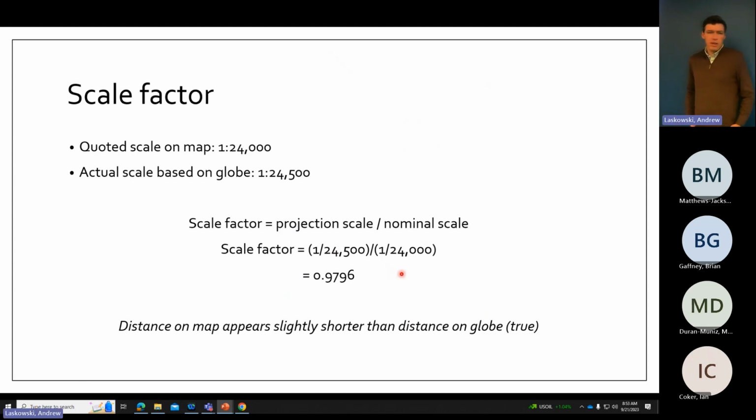So what is a scale factor? If a map is 1 to 24,000, you set up your screen to display the map at 1 to 24,000. But you're using a projection with a scale factor of 0.9796. What that means is the actual scale, when you set your map to 24,000, is going to be 24,500, which will be about a 98% accuracy in terms of preserving the scale. So every single map projection has a scale factor, and map projections seek to keep that scale factor as close to 1 as possible.